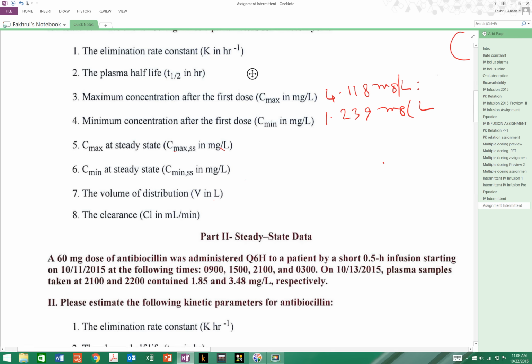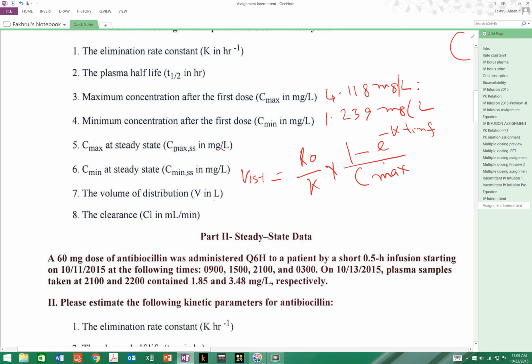V first, this is the equation. It is going to be R0 divided by K times 1 minus e to the negative K T infusion. Do not get confused with infinities. T infusion is the infusion time, the duration of infusion, and then Cmax.